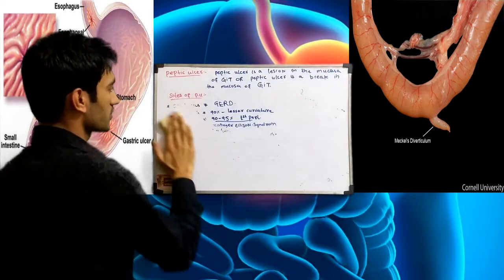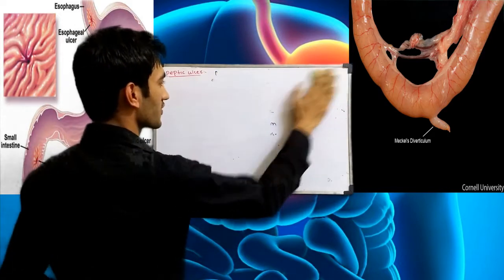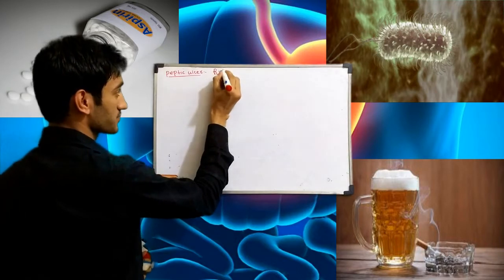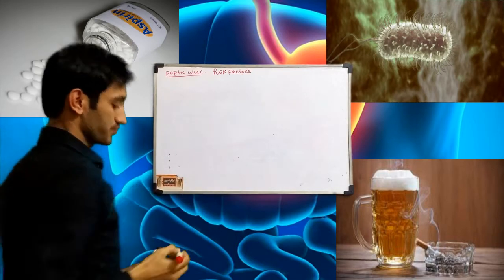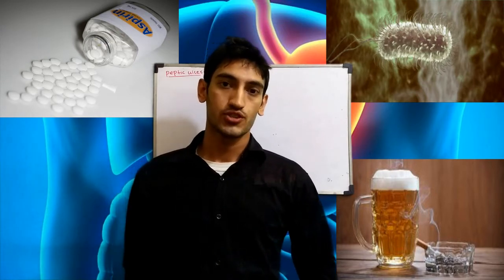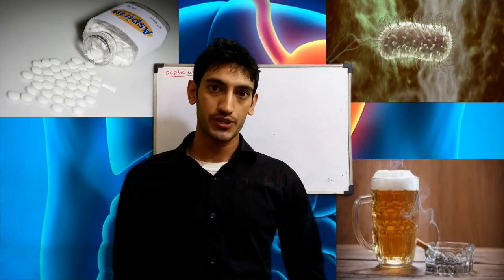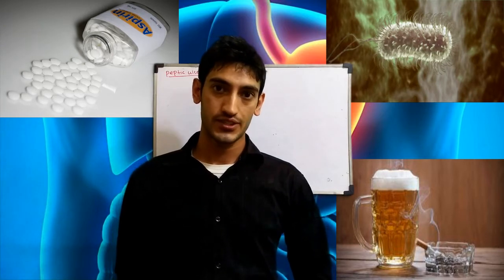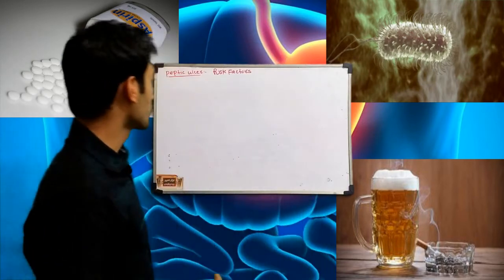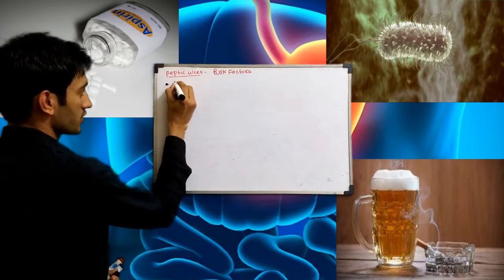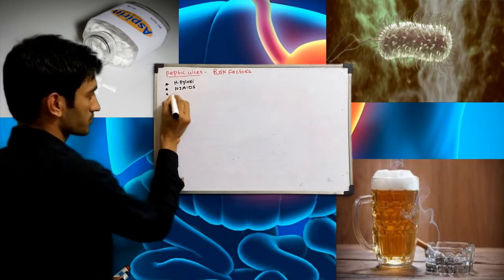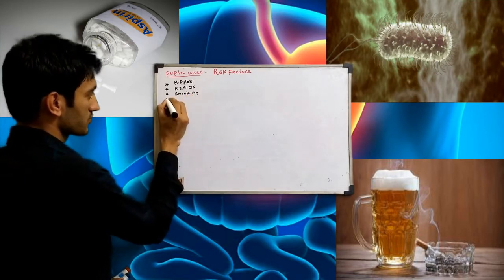Now we are going to another portion of this video: the risk factors. Risk factors means the etiology. The etiology includes NSAIDs, H. pylori bacteria, smoking, and sometimes hereditary. Here we will talk in detail about H. pylori and NSAIDs. So let me write the risk factors. It includes H. pylori bacteria, NSAIDs, smoking, and hereditary.